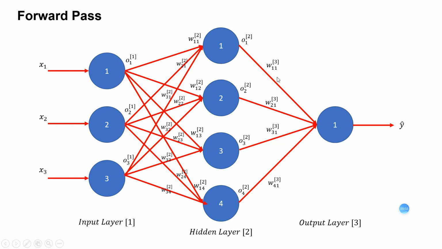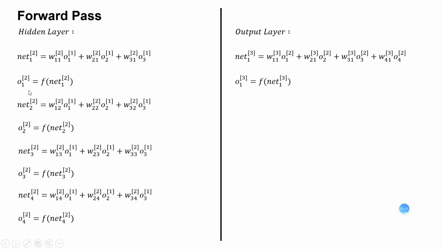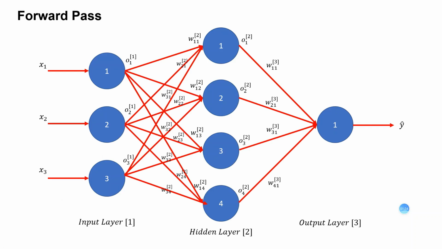As you can see from the figure, I have chosen the labels for each output and the weight of each node. We can see from the next page net 1, net 2, net 3, net 4 for the hidden layer, the four nodes. So for the forward pass, it's very simple. We just follow the direction.